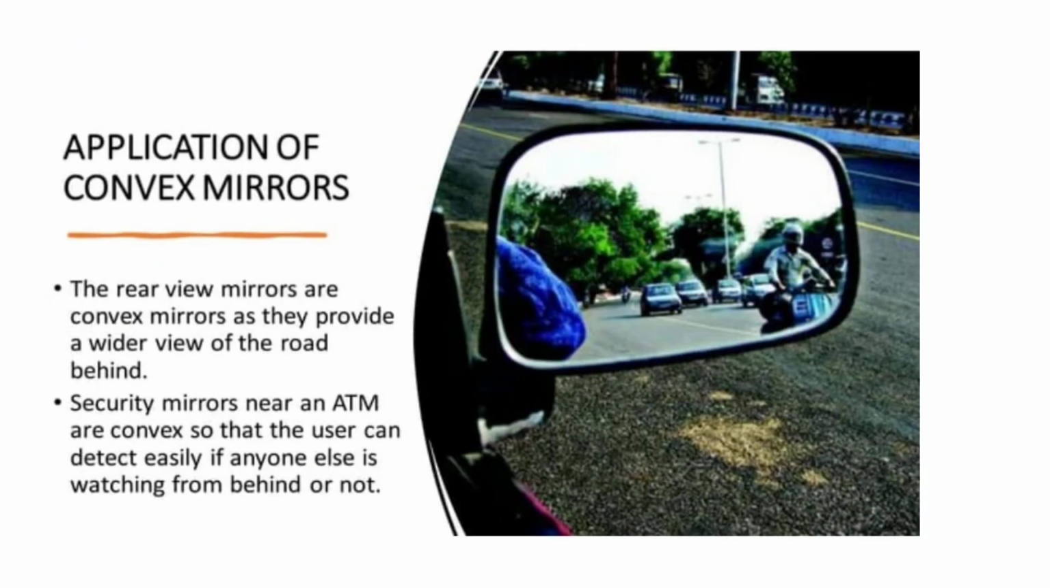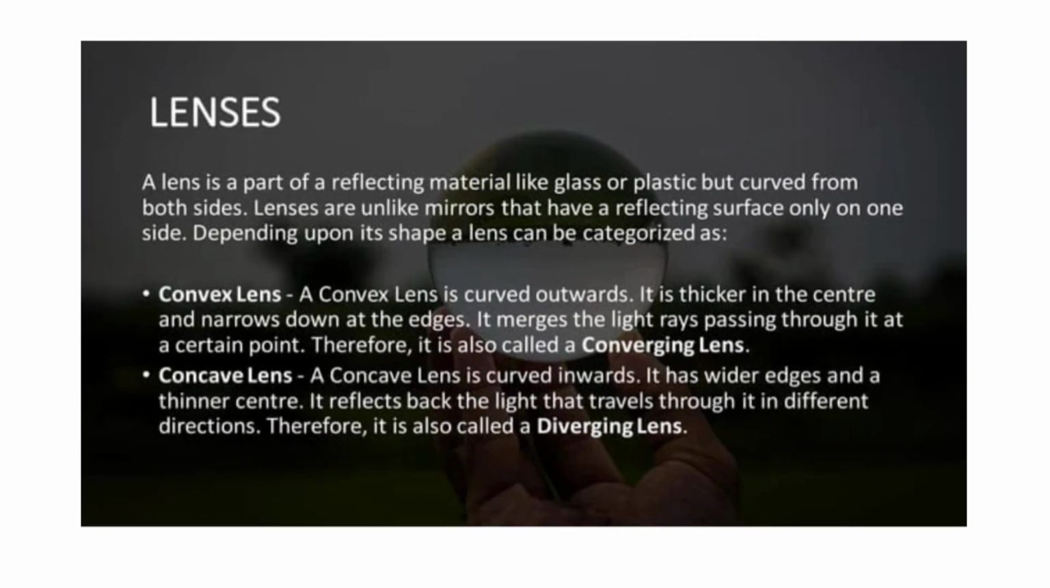Applications of convex mirrors. The rear view mirrors are convex mirrors as they provide a wider view of the road behind. Security mirrors near an ATM are convex so that the user can easily detect if anyone else is watching from behind or not. Now, a lens is a piece of transparent material like glass or plastic but curved from both sides. Lenses are unlike mirrors that have a reflecting surface only on one side. Depending upon its shape, a lens can be categorized as convex lens and concave lens.